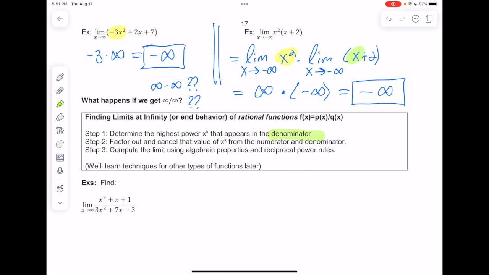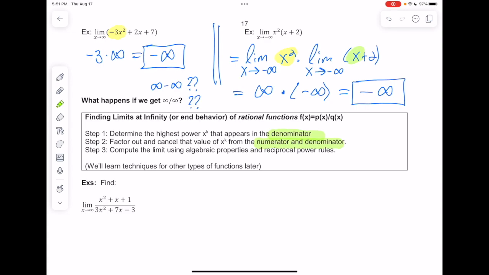So find the biggest power of x that occurs in the denominator, and then factor out and cancel that value of x to the k from both the numerator and denominator. And then after you've canceled that out, you should be able to take limits and evaluate the rest. So that's step 3, kind of says, carry it out and see what happens.